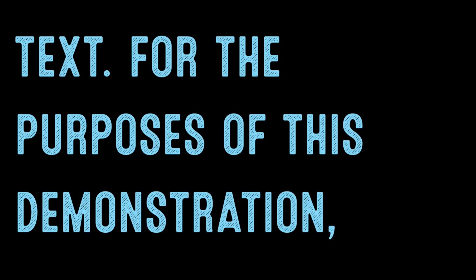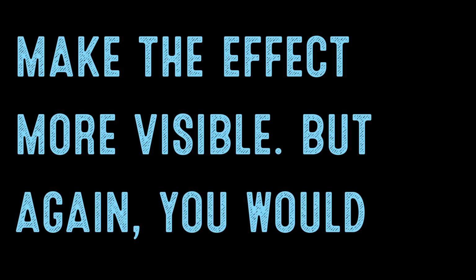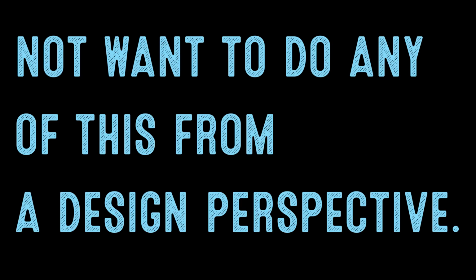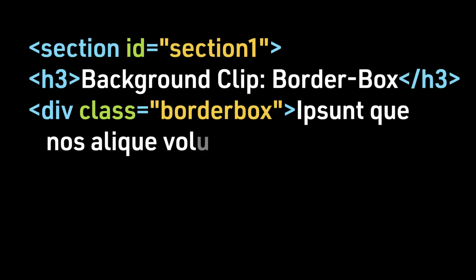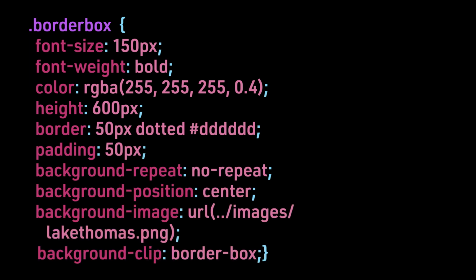For the purposes of this demonstration, we have again exaggerated the size of the border to make the effect more visible. But again, you would not want to do any of this from a design perspective. Here's the HTML. Again, we are using class attributes to target our CSS. Here is the CSS for border box. We will be keeping many of the properties the same from example to example.